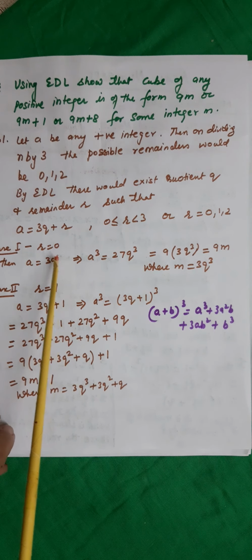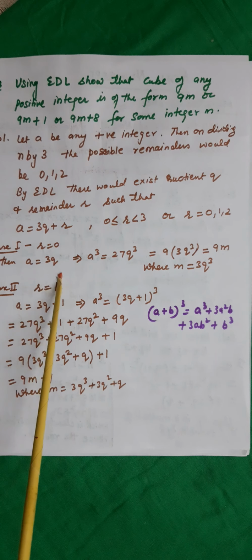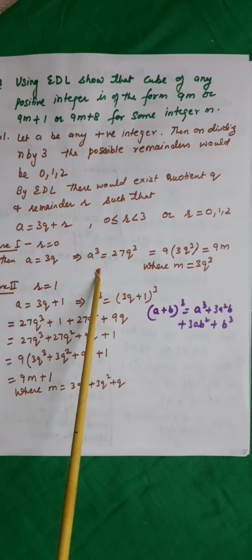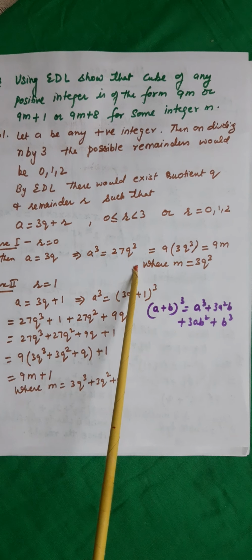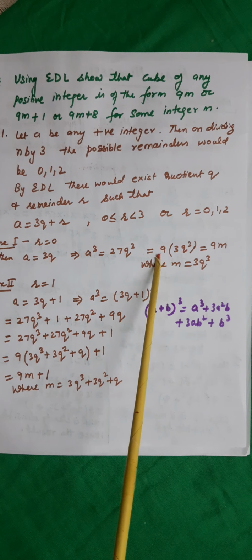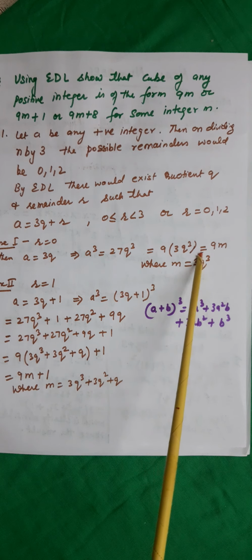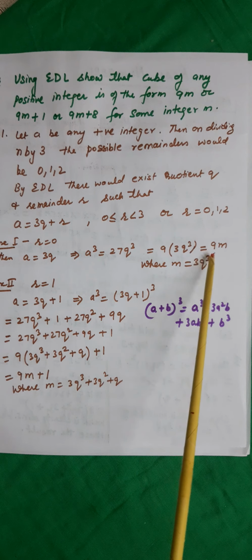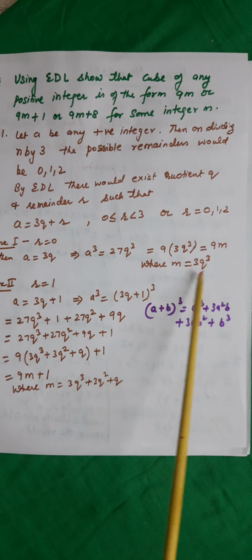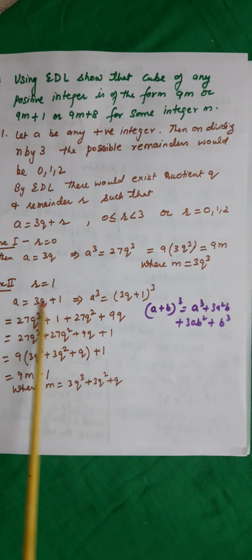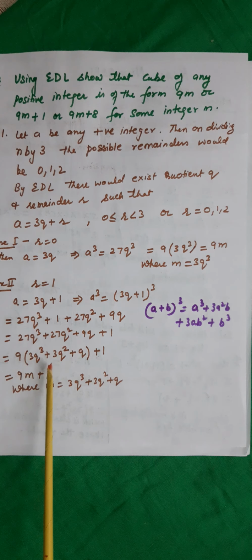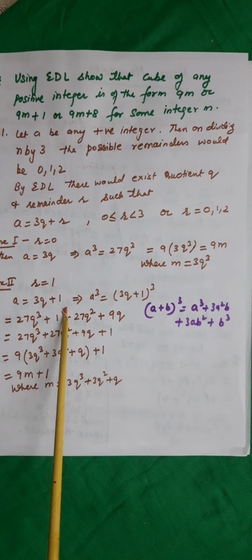Case 1, when remainder is equal to 0, then a is equal to 3q. This implies a cube is equal to 27q cube, which is equal to 9 times 3q cube. And I can always express this as 9m, where m is 3q cube. Case 2, r is equal to 1. a is equal to 3q plus 1.